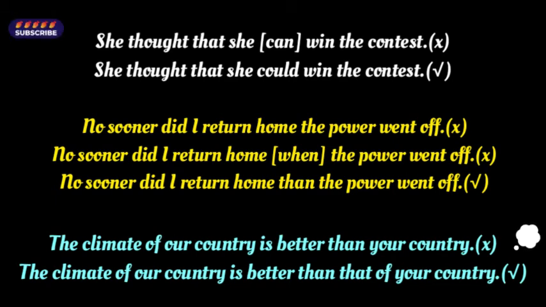The next sentence, no sooner did I return home, the power went off, means as soon as I returned home, the power went off. But what's wrong with this sentence? You see, the adverb in the first clause of this sentence, sooner, is in comparative degree. And no sooner than is a correlative or pair conjunction. So whenever a sentence begins with no sooner, the second clause in the sentence starts with than.